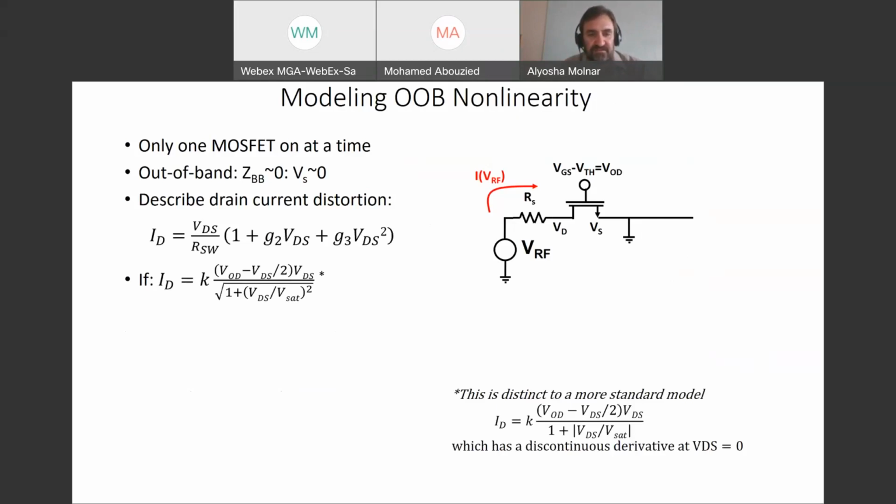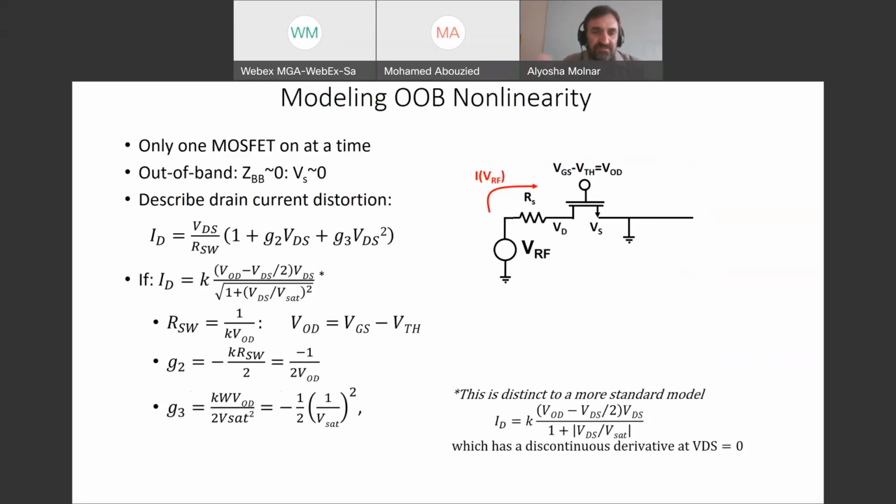And to model that, I should note that we're using a slightly different model here than the standard one you see, where we're actually using a square root and squared function rather than the absolute value you see in a lot of other cases. That's because if you use the more traditional model, it actually has a discontinuity at VDS equal to 0 and basically breaks all of your math. And the one I'm using is actually a more accurate description.